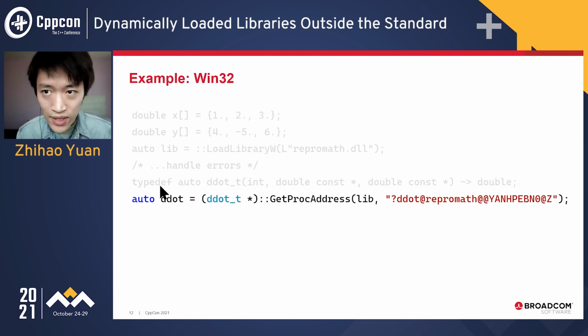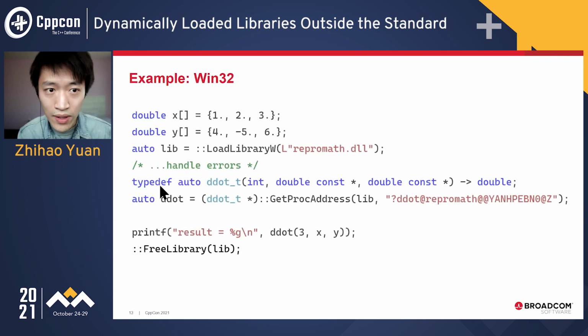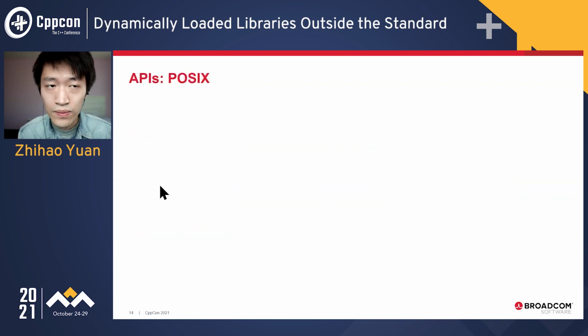So in this case, I'm resolving the symbol that I previously found using dumping, using GetProcAddress in this lib, and then casting the address to the pointer to function. So now I have a pointer to the function in the lib, and then I can use it. After using it, free the library. So this is a Win32 API example.